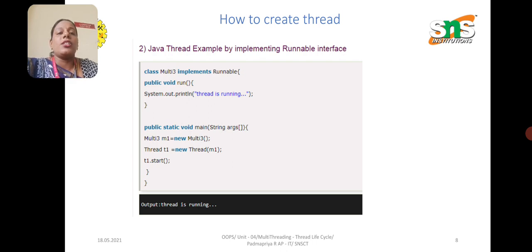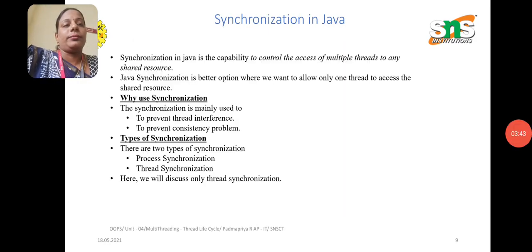This is the Java thread example by implementing the Runnable interface. When we introduce an interface, we have to use the word implements. So public void run() prints "thread is running", and Multi3 m1 equals new Multi3(), and Thread t1 equals new Thread(m1), and t1.start() starts thread 1.